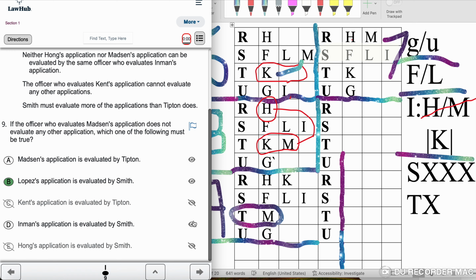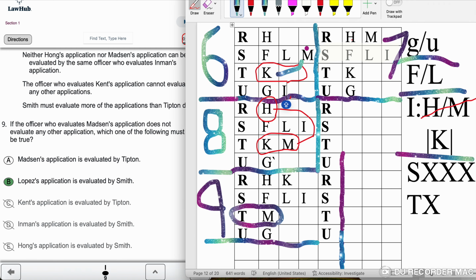So let's get rid of that. So okay, we're left with two choices: F valued by Smith, M valued by T. If that would be true, L valued by Smith would also be true. So what about if we modified this? Regardless, we still have M being in a position where it has to be evaluated by T.